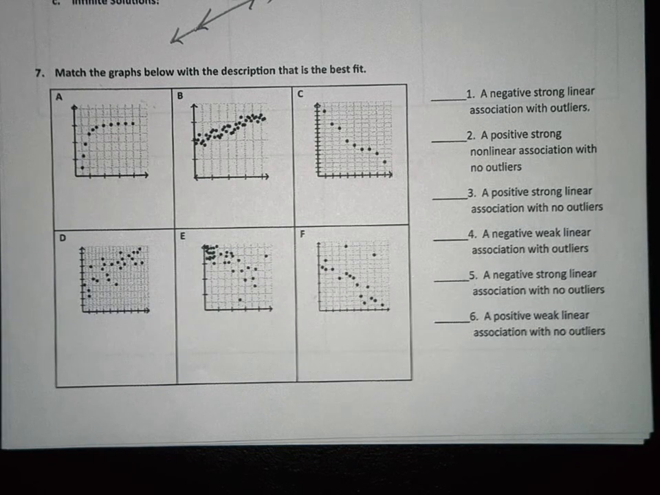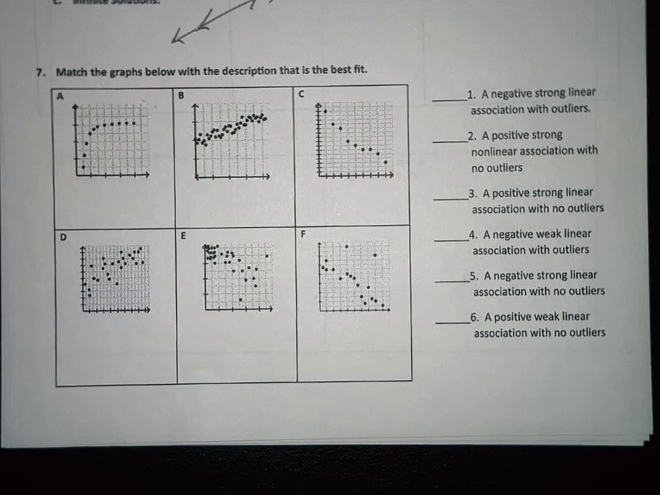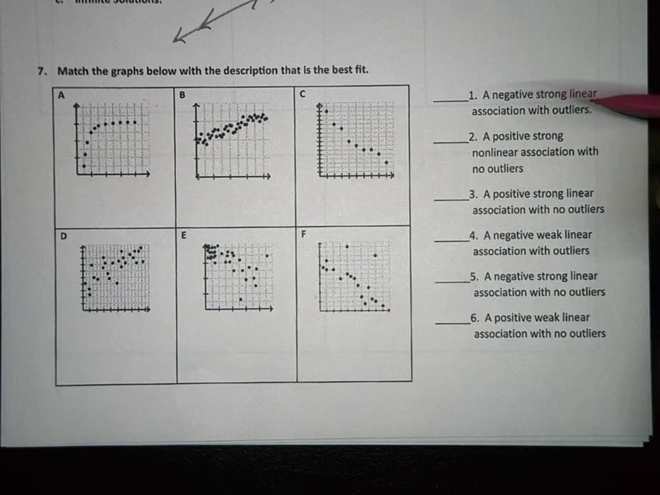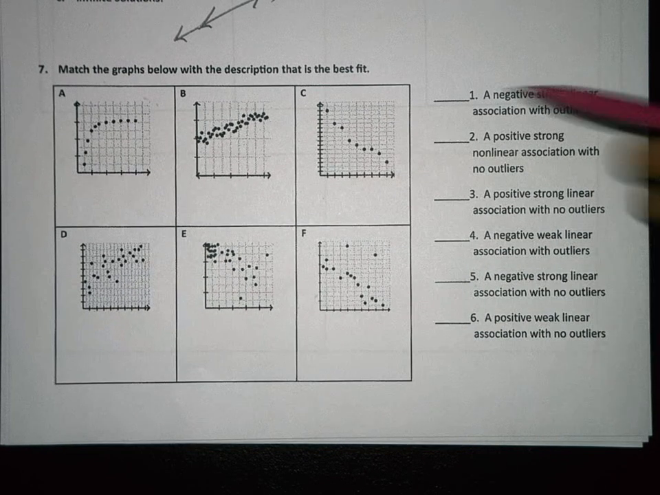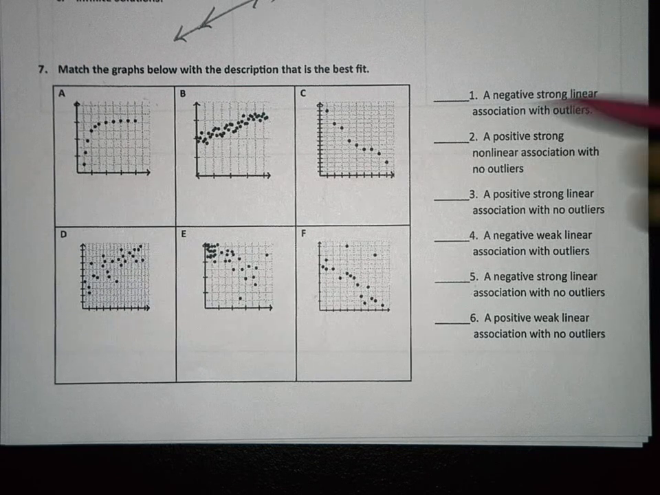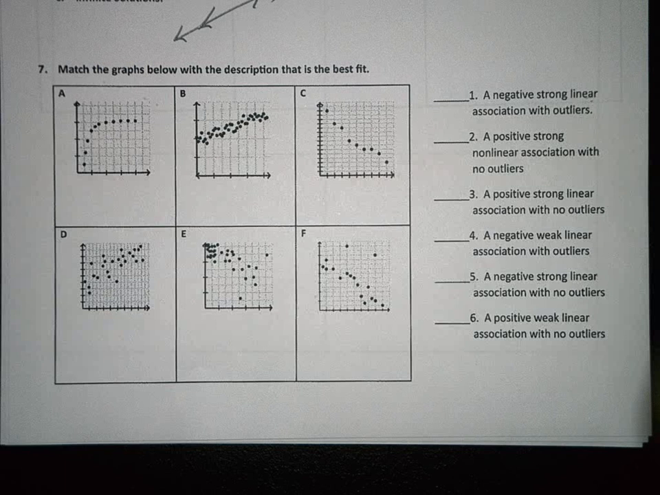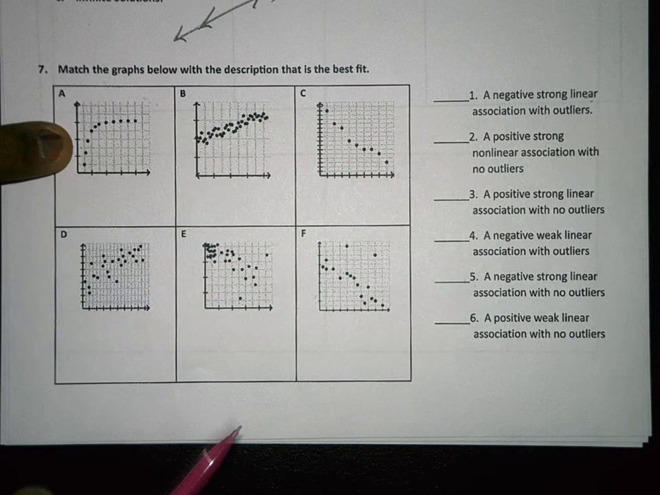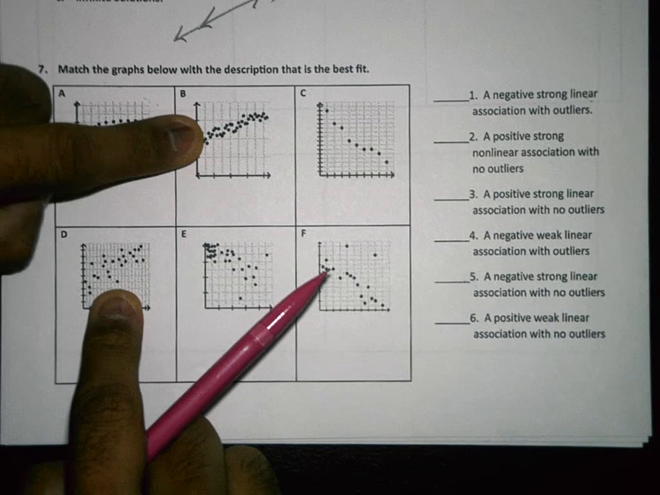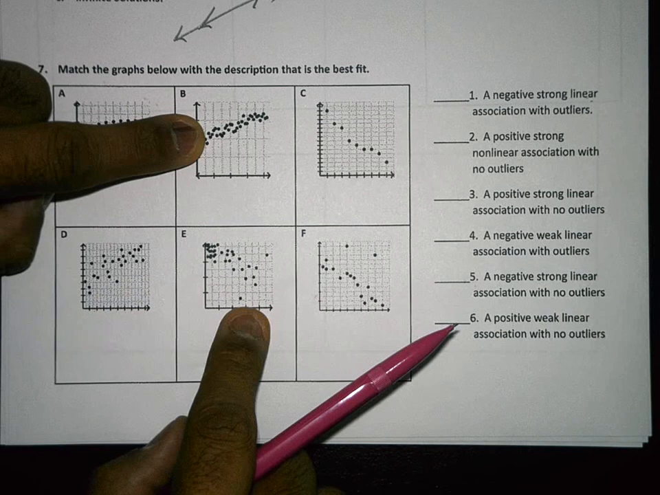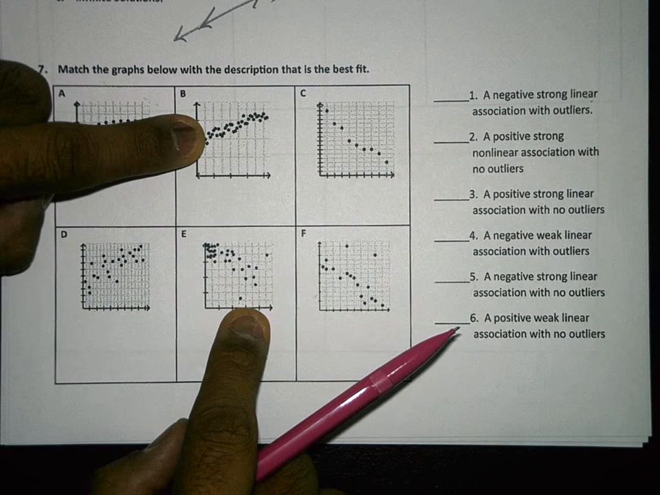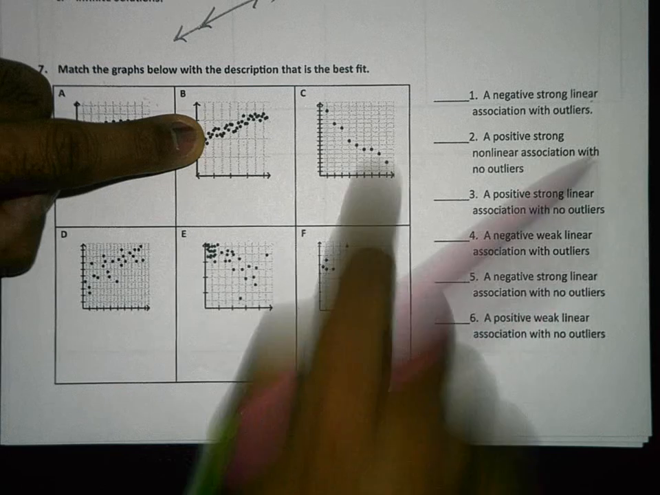All right, so now we're going to do some matching. Okay, so let's go ahead and read these and we'll try to find which ones go with it. So we have a negative, strong linear association with outliers. Okay, so a negative association. So that means this is not linear. This is linear but positive, and this is also linear. Okay, so these three look negative and linear.